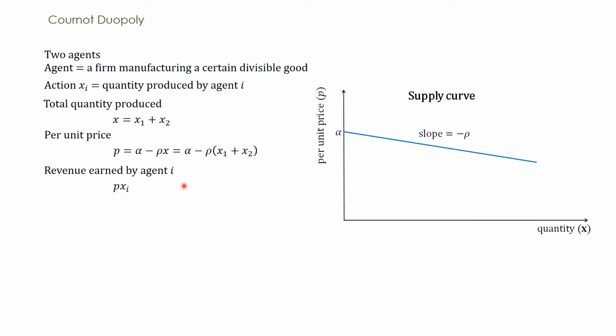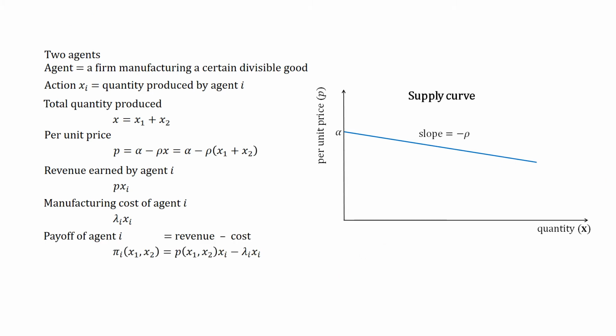So the revenue earned by agent i is the unit price times the quantity sold. So it's P times xi. Now, there is also a manufacturing cost. The manufacturing cost is proportional to the amount of the divisible good that's being produced by that agent. So it's equal to lambda i xi, where lambda is a proportionality constant. The payoff of agent i equals the revenue P times xi minus its cost, lambda i xi. So this is the net payoff of agent i.